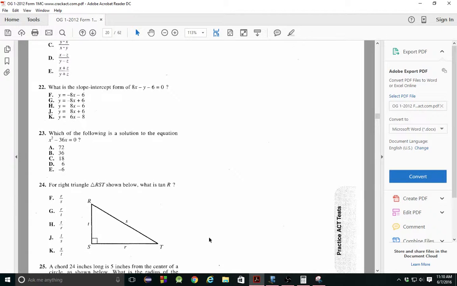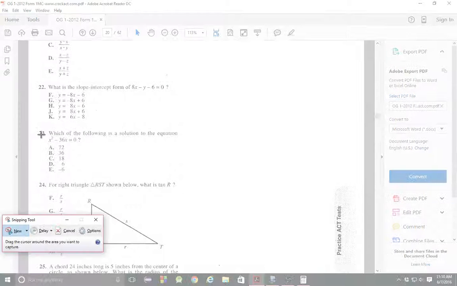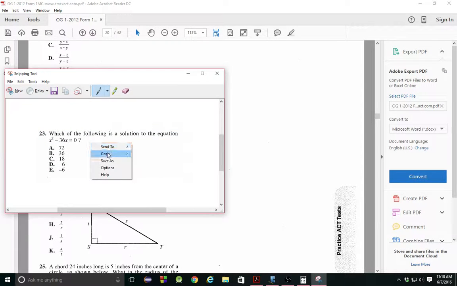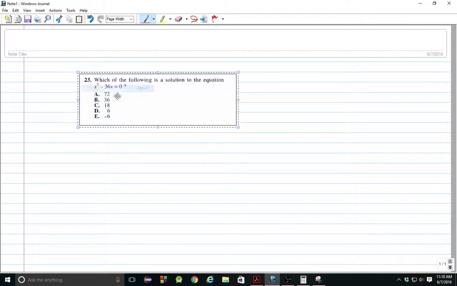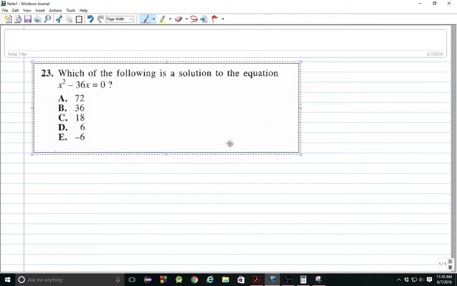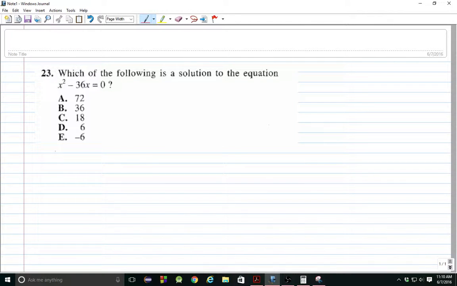Which of the following is a solution to the equation x squared minus 36x equals 0? I'm going to show you guys a neat trick to this. All you got to do is factor. So we got x squared minus 36x equals 0.